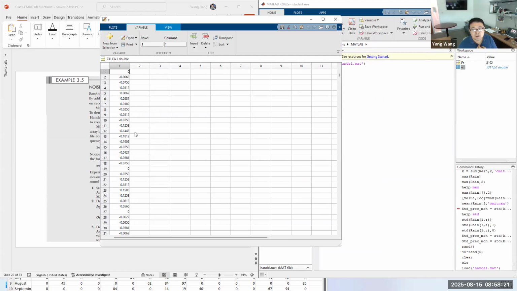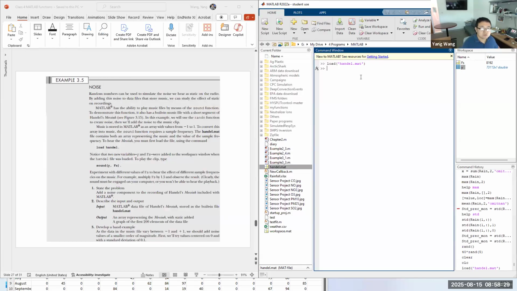Because our sound, our voice, has a certain frequency, and the frequency will determine the pitch, right? So if you load it, you can do sound(y, fs). You can see that the sound effect is pretty good, right? And it's just two simple variables. So you can really see that everything can be digital, or can be converted into numbers.